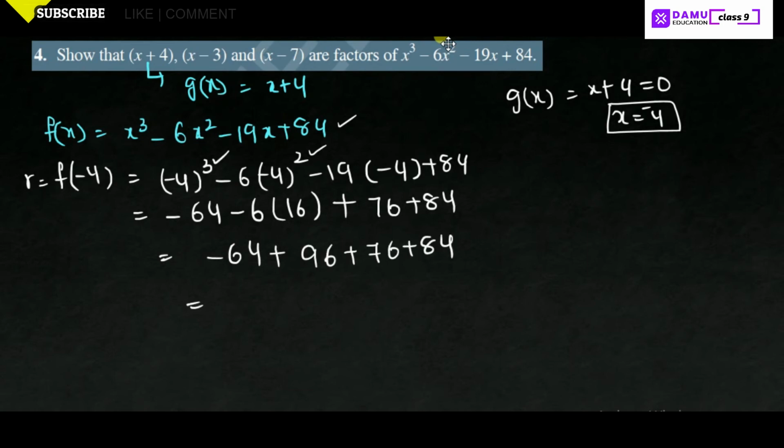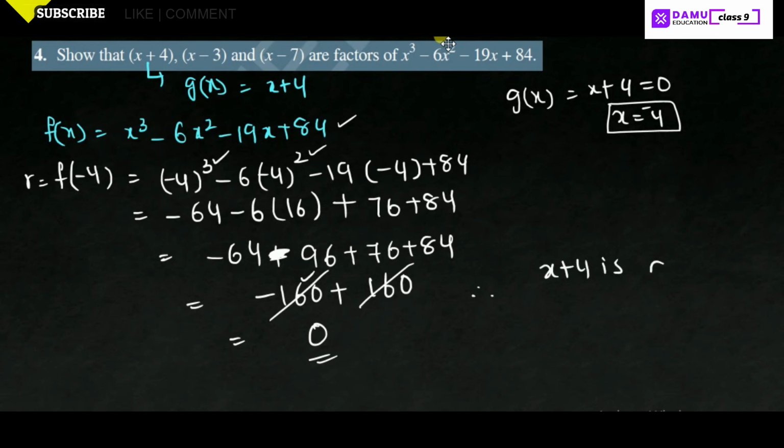So here, minus 64, and minus 6 into 16 gives minus 96. So minus minus, if you add, that means 64 plus 96, same symbols, we get minus 160. Plus 76 plus 84, that is also plus 160. So minus 160 plus 160 will go to 0. So it cancels, that is 0. That means x plus 4 is a factor of f of x, that is, the given expression.